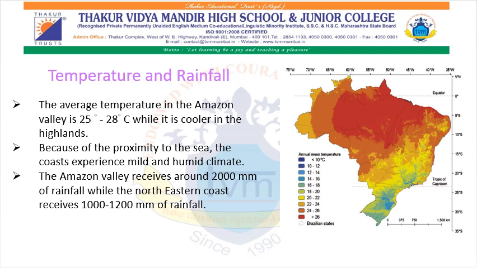The Amazon Valley receives around 2000 millimeters of rainfall, while the northeastern coast of Brazil receives rainfall between 1000 to 1200 millimeters.